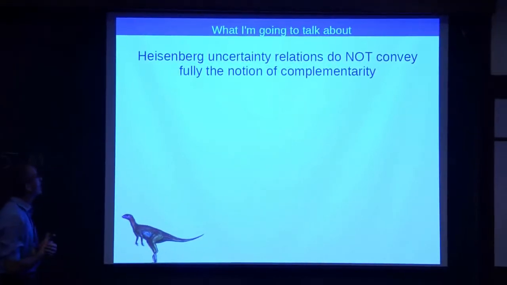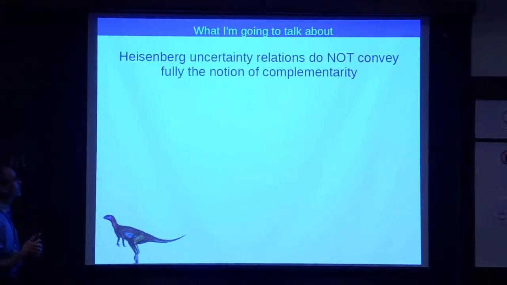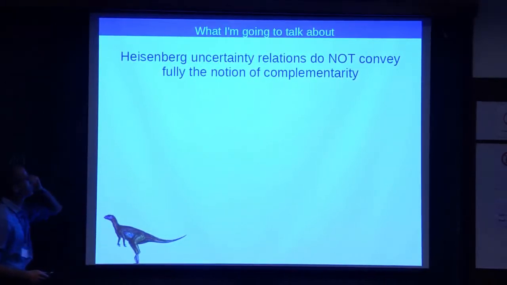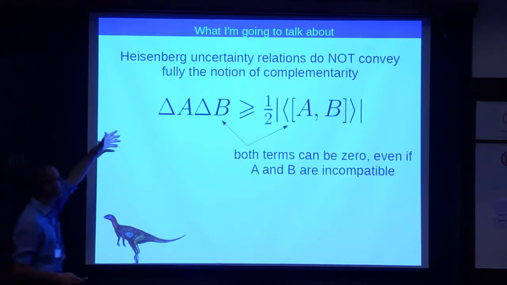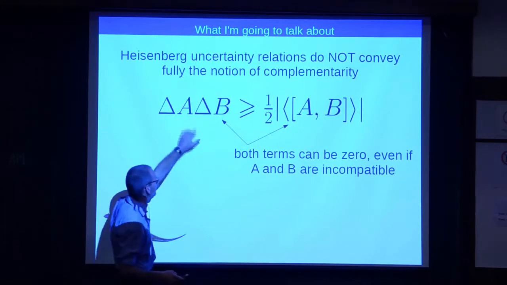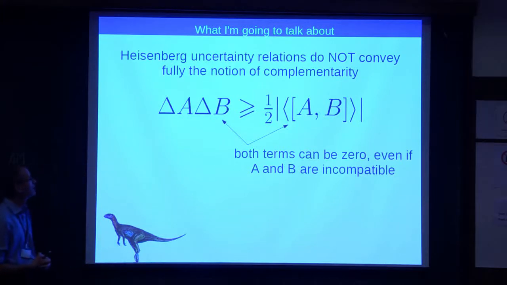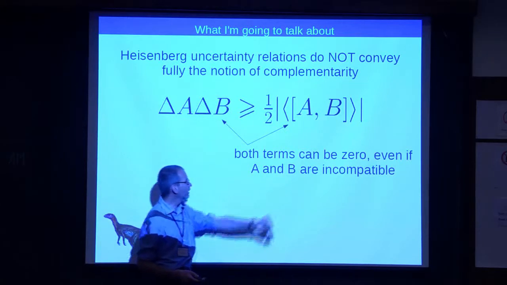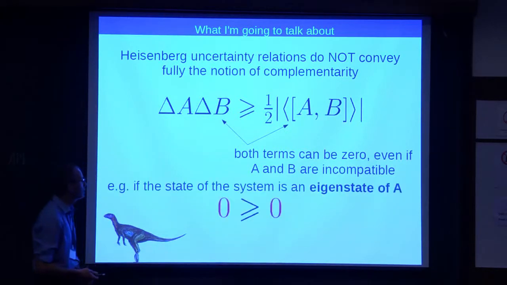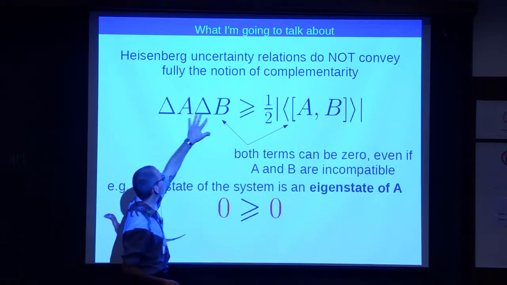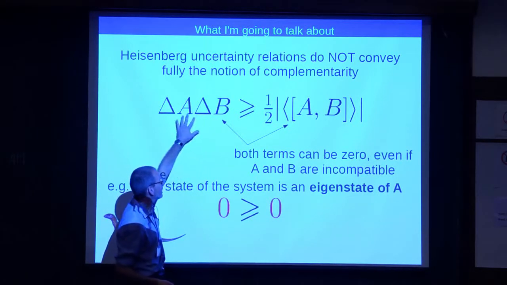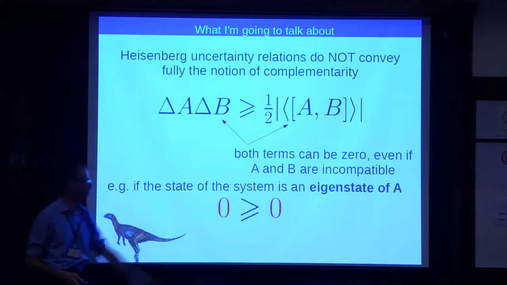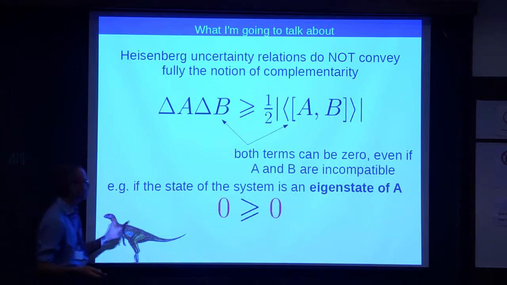And if you think about it, the Heisenberg uncertainty relations with which you're all familiar do not really convey truly the notion of complementarity between observables. Why is that? Because the product between standard deviations can be 0 even if A and B are incompatible. For example, if you calculate these products on an eigenstate of one of the two, both of these terms are 0. And you get 0 greater or equal than 0, which is really not very informative, OK?